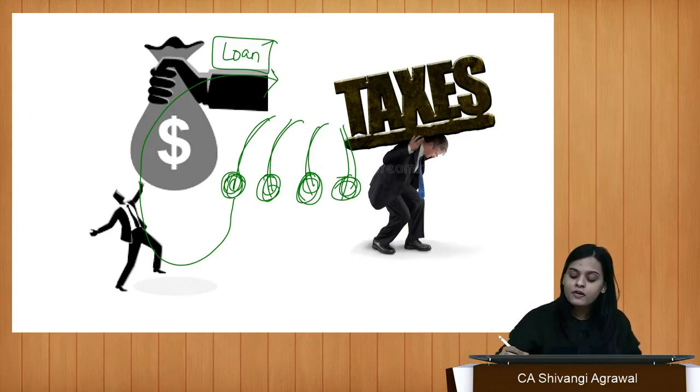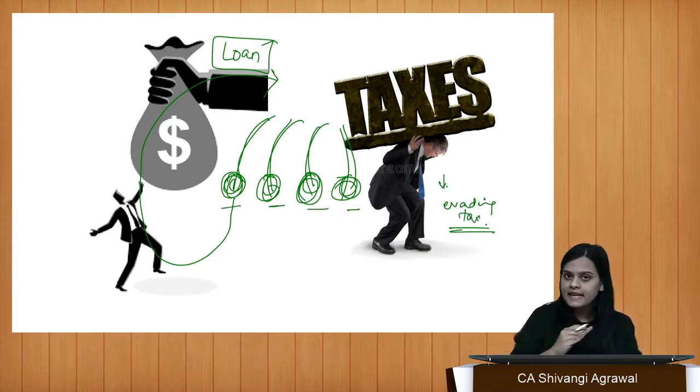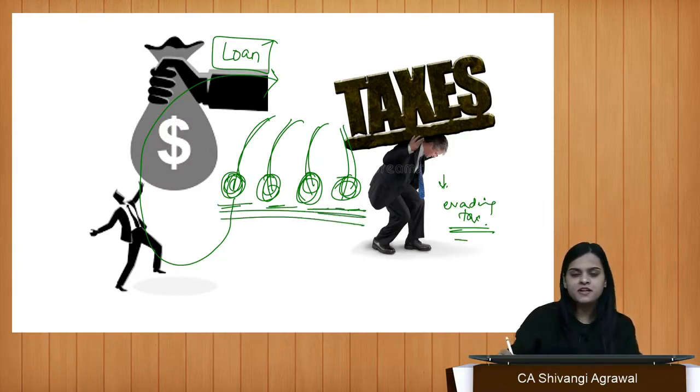So just for reducing this tax burden, just for evading tax, these companies were formed. They were not doing any business. They were kind of shell companies. They were not doing any business, nothing at all. They were formed only for the purpose of evading tax.